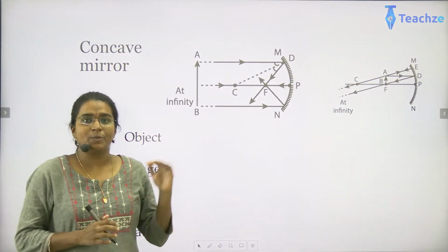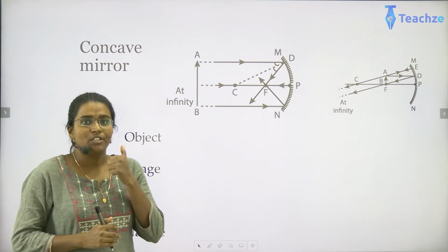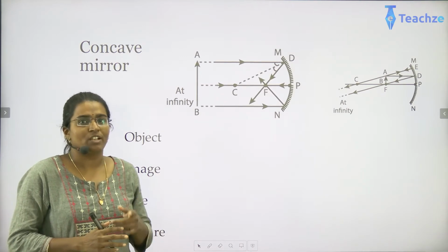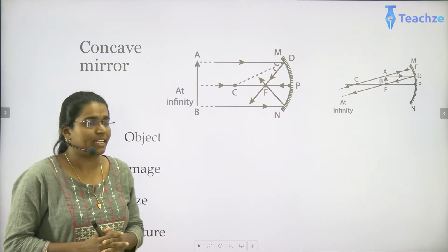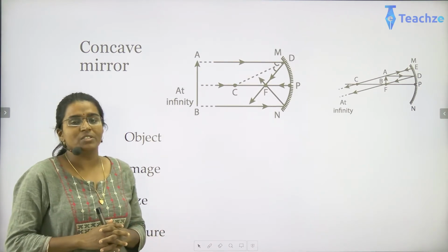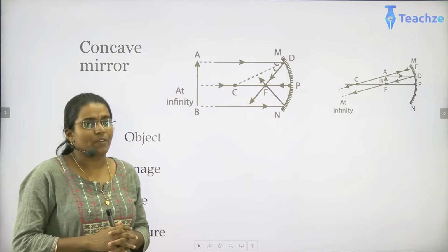So we'll start with concave mirror. Please be sure that you have seen the previous video so that you understand the rules for the ray diagram. Okay, so we'll start with concave first. In the concave mirror, we have 6 cases, and 2 cases in the convex mirror.